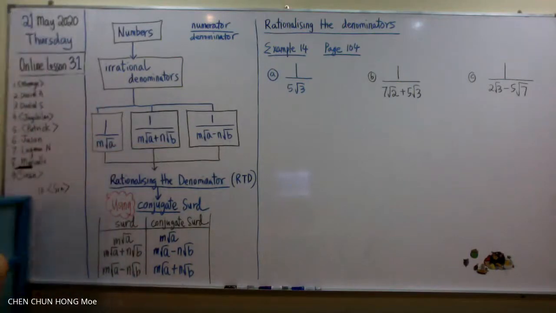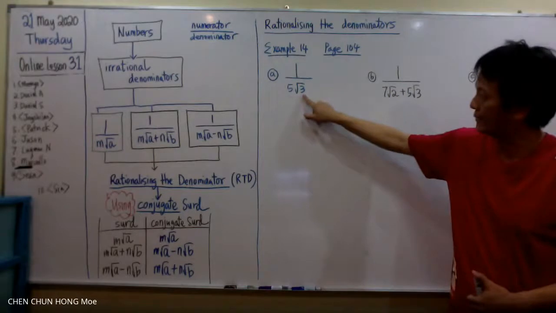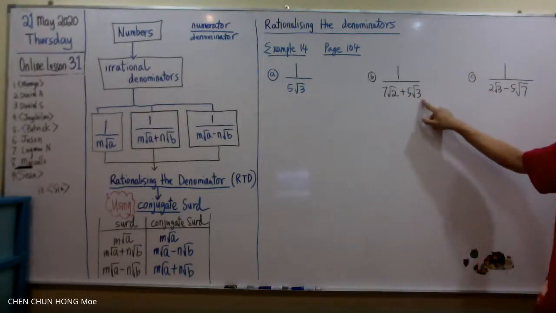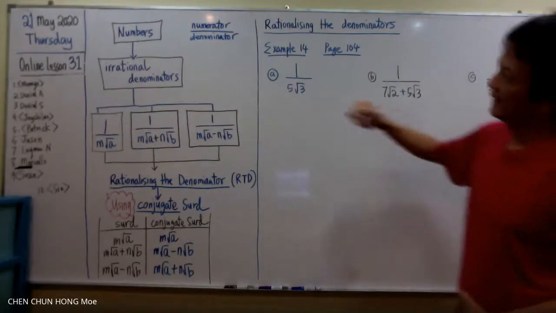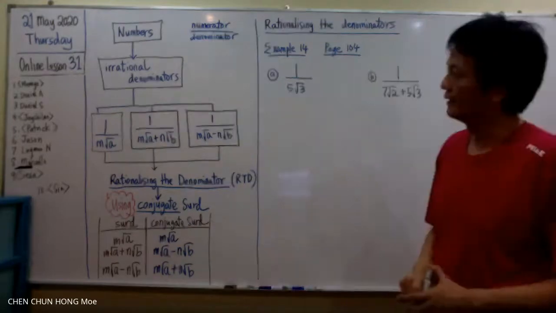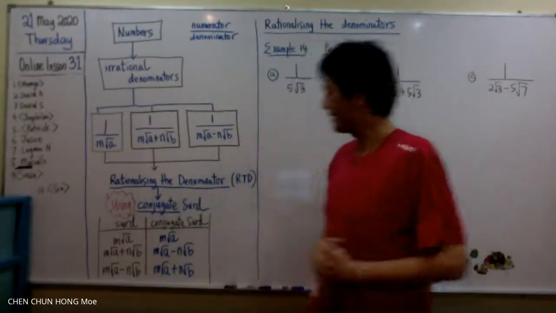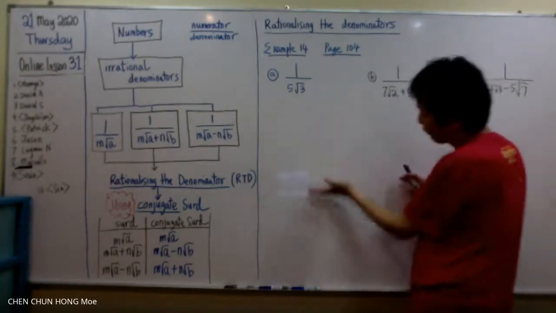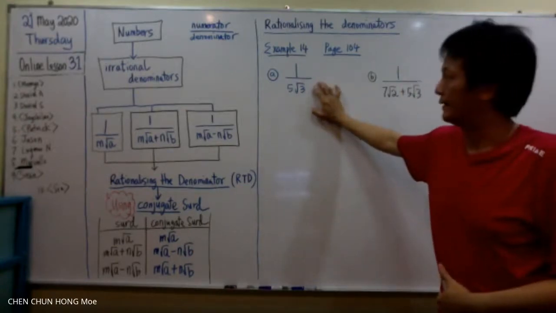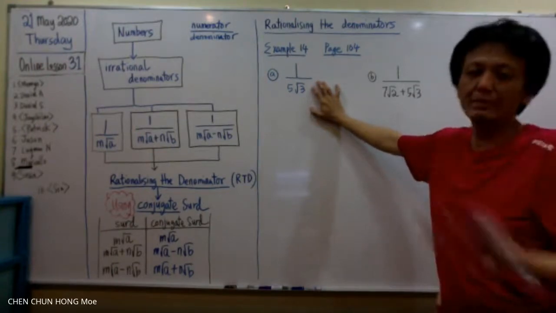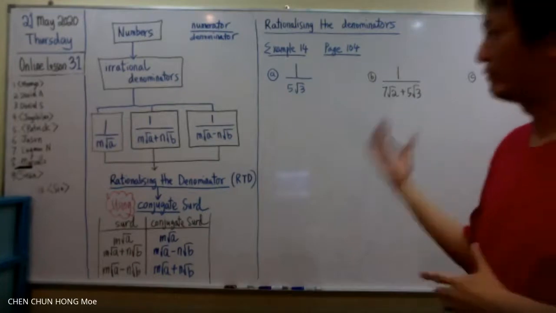So very specific, as you can see in example 14 on page 104: m square root a, m square root a plus n square root b, and this one is a minus. These are fractions, but the denominators are irrational. Our job here, in short RTD, rationalizing the denominator, means writing this in another form whereby the denominator no longer has a surd. Later I can show you. As for why we do this, I can send you a very short article that briefly explains why we have to do this.